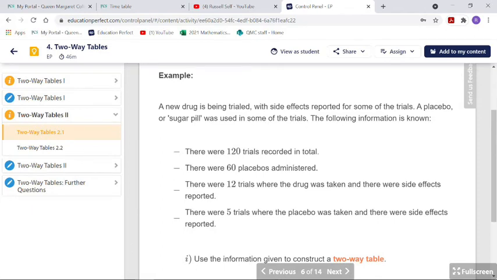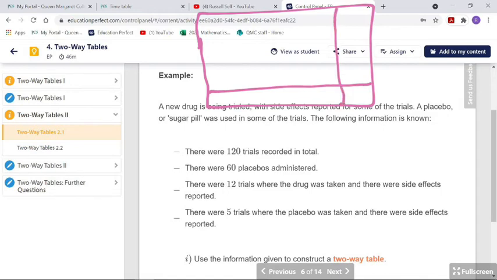A new drug is being trialed with side effects reported for some of the trials. A placebo or sugar pill was used in some of the trials. The following information is known. Okay? So we'll build our table. And again, it's going to be a little messy here because of where I'm writing, but it's all right. Do not forget your totals columns. It is probably the most important. Okay?